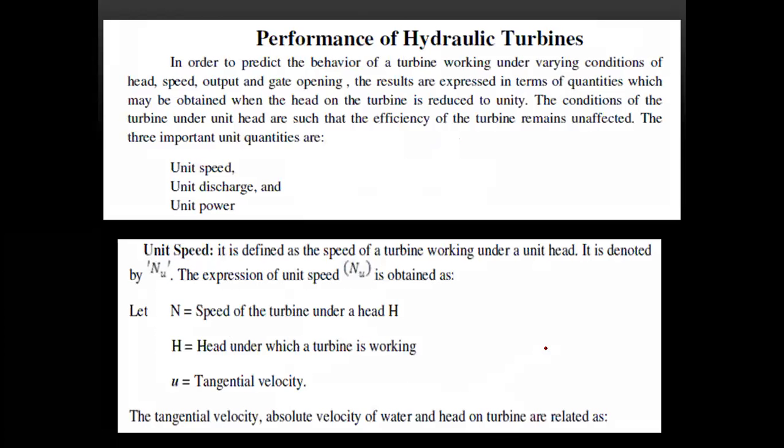Next, performance of the hydraulic turbines. For performance, we have to find the behavior of the turbine. In order to predict the behavior of the turbine working under varying conditions of speed, head, output, gate opening, etc., the results are expressed in terms of quantities which may be obtained when the head on the turbine is reduced to unity. The three important unit quantities are unit speed, unit discharge, and unit power. And what is the meaning of unit speed?